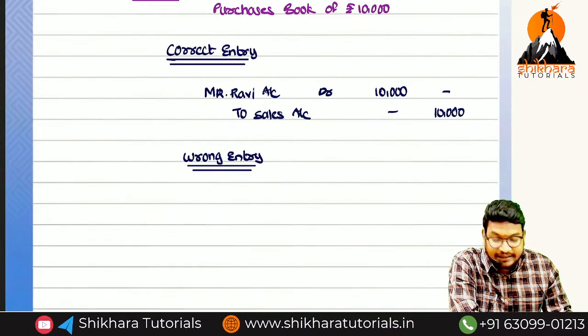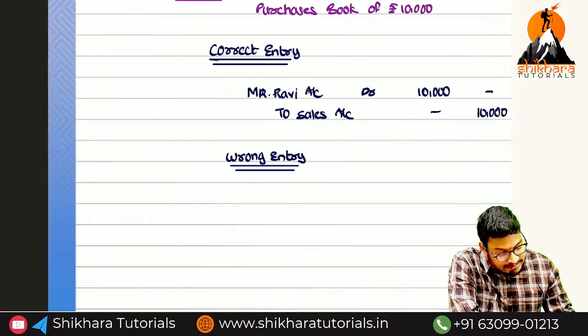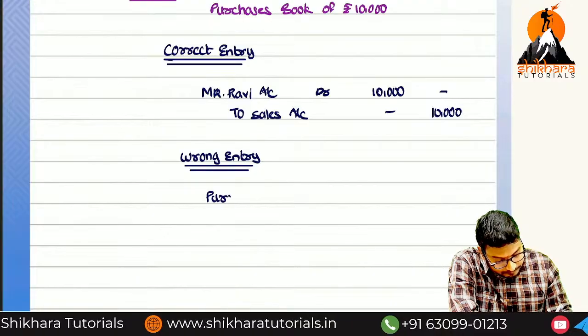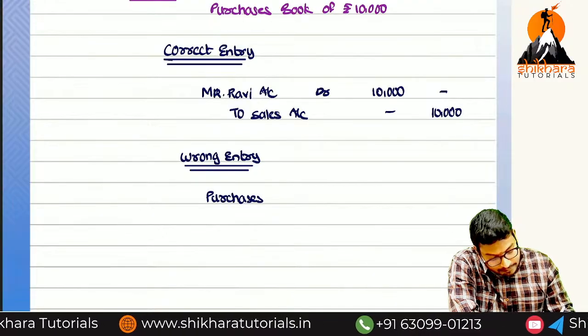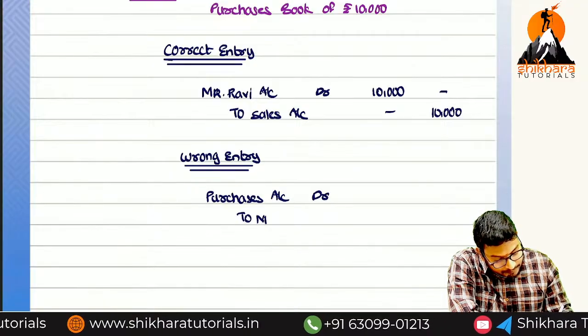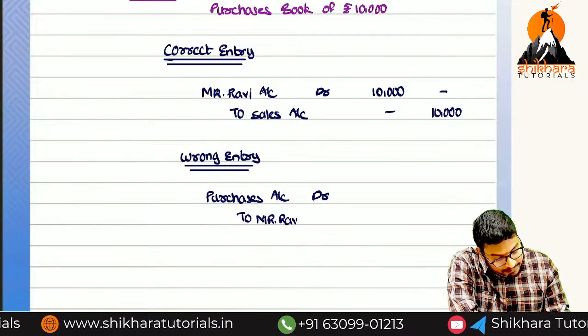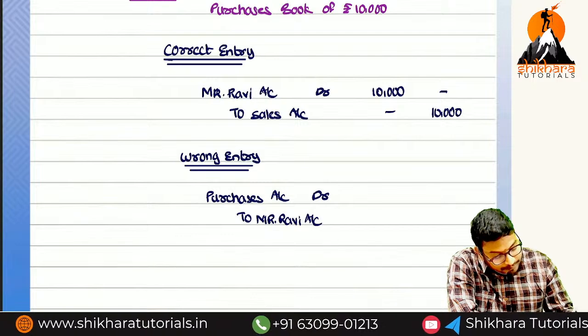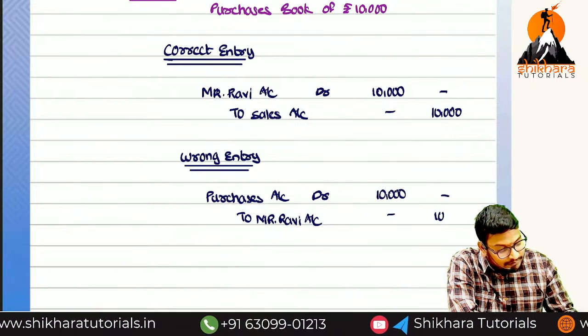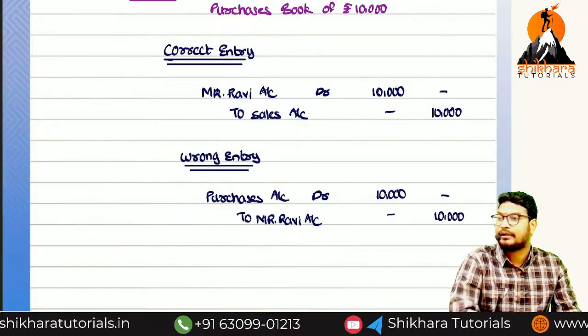What is the entry for the credit purchases, ma? Purchases account debited to Mr. Ravi account. What is the amount, ma? 10,000. The amount they have recorded correctly only, but the entry they have recorded wrong.